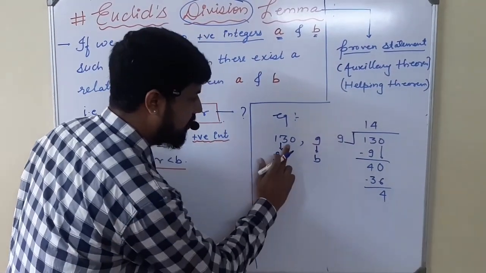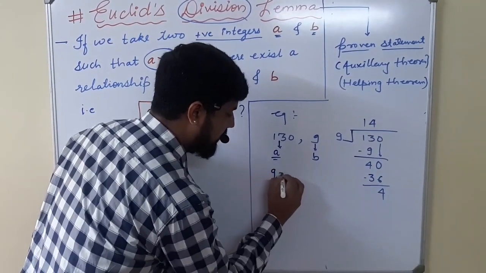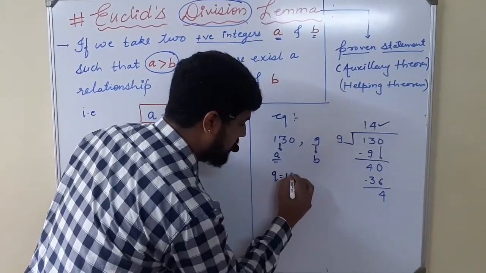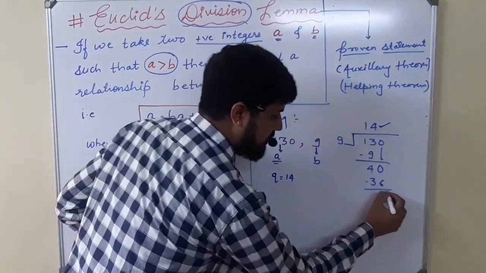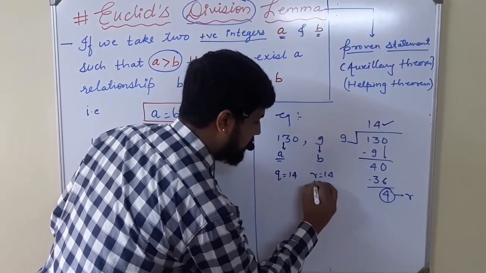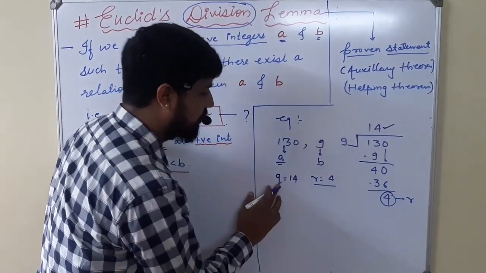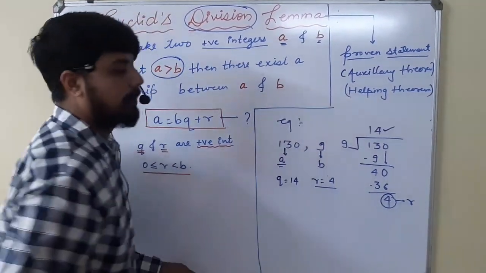Now the value of A is 130, the value of B is 9. Our quotient, that is Q, is 14. So the value of Q is 14, and this remainder is our R. So R is 4. So R is 4, Q is 14, A is 130, and B is 9.